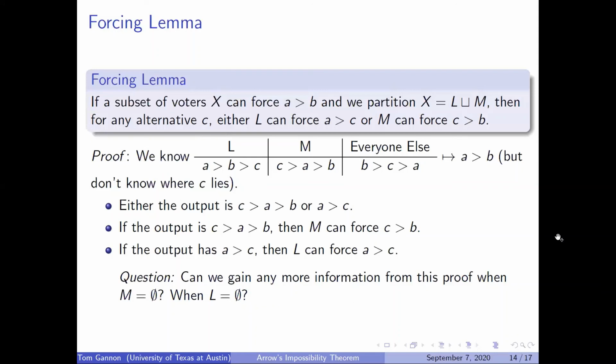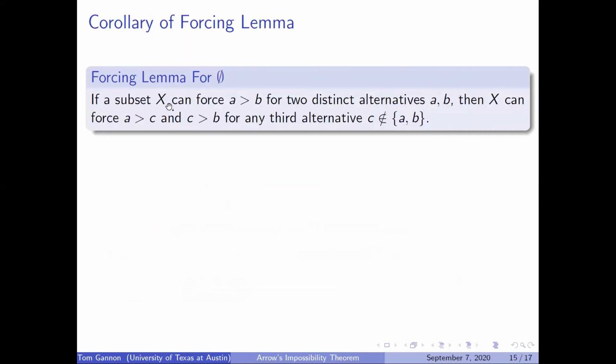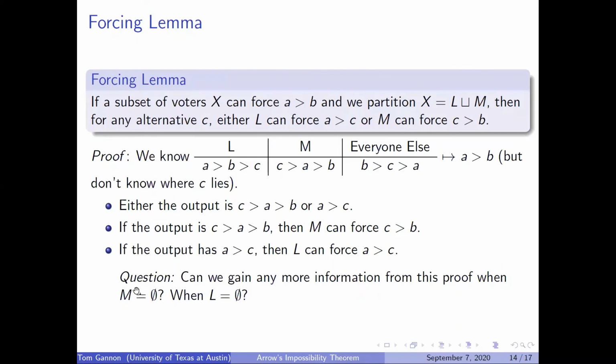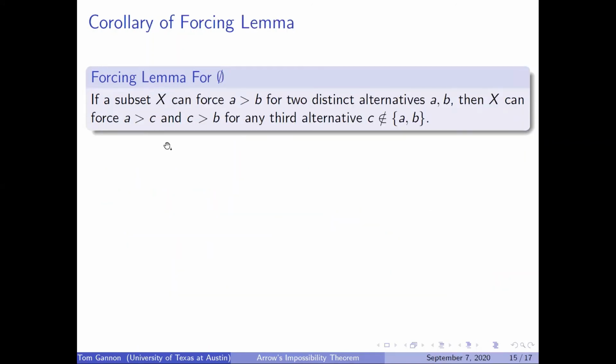And I'll call this the forcing lemma for the empty set, which says that if a subset can force A over B for two distinct A and B, then the set can force A over C and C over B for any third alternative. That's just the two empty set cases I said above, right? Because if X is partitioned into X disjoint union the empty set, I get that X can force A over C. And similarly, if I let X be in the middle, be M, then it can force C over B.